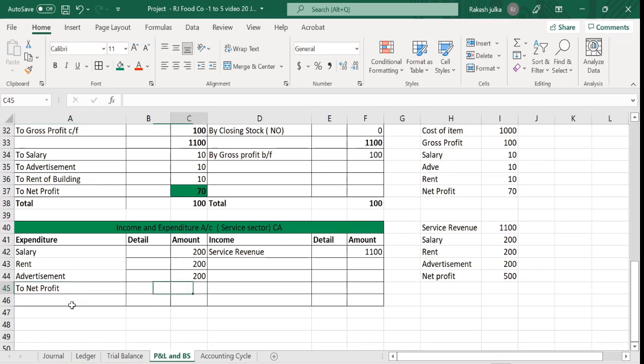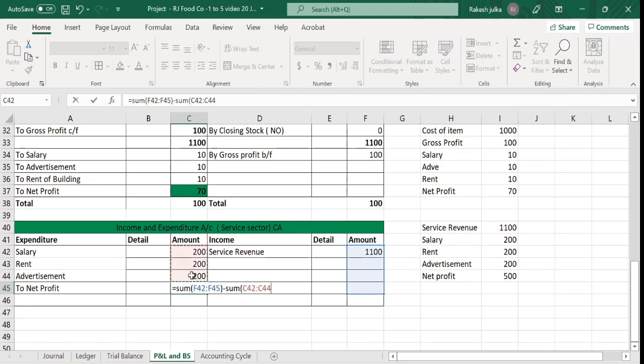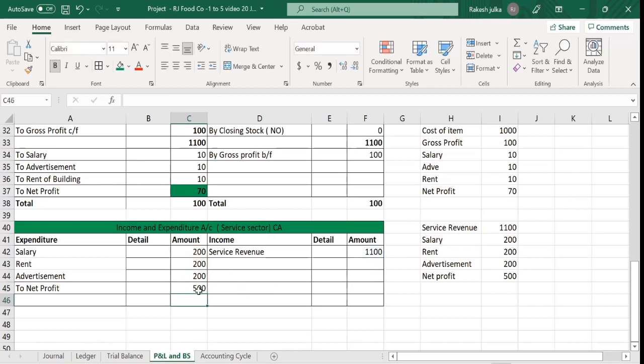What will be the net profit in this case? I put an equal to sign here, sum of all the items, all the figures from the right hand side, minus the sum of all the expenditure that we have here. Then the $500 is the net profit. I'm putting it here and filling it with the green color. And also I'm going to make a total of these two, auto sum, and I'm going to write here total.